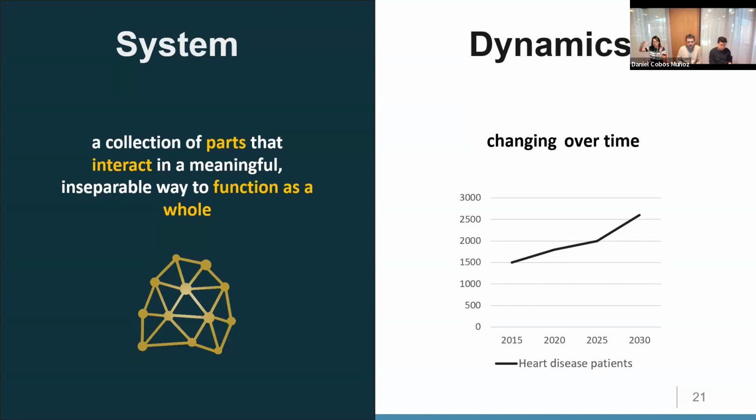So this is an over-time graph that we are all very interested to understand at the population level. What can we do in different parts of the system, finding the leverage points to impact the indicators that we would like to see change. Next, please.